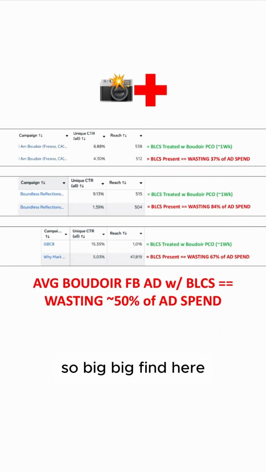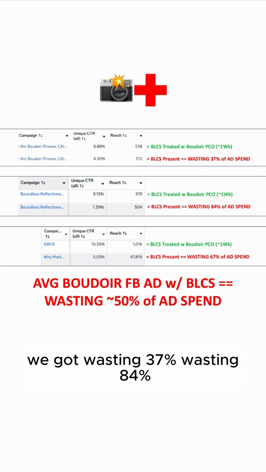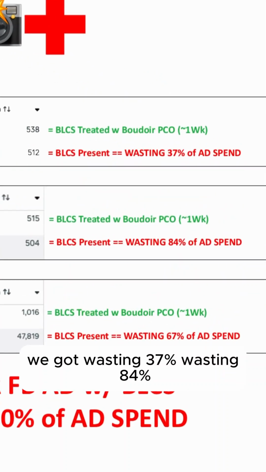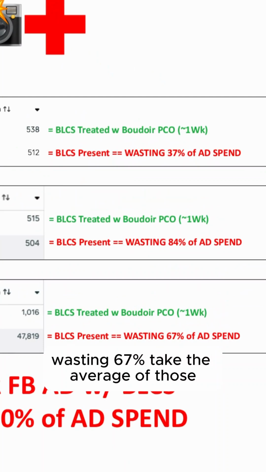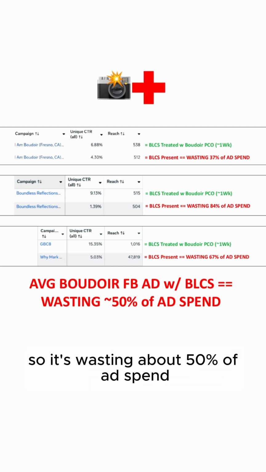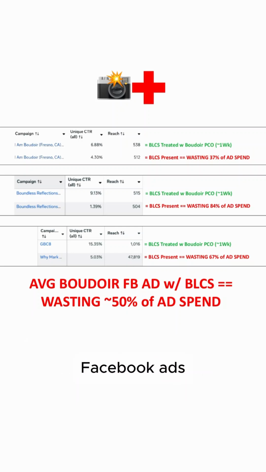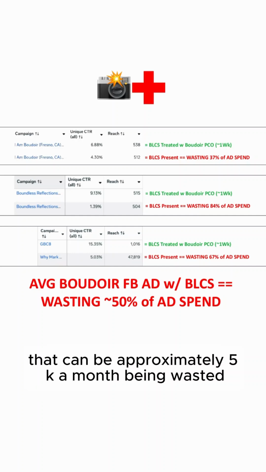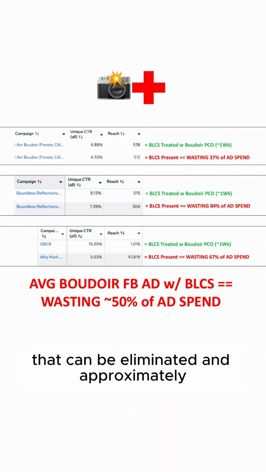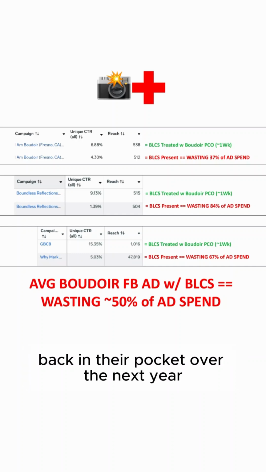So big find here. The average Boudoir Facebook ad with BLCS is wasting about 50% of its ad spend. So, I mean, look at the numbers here. We got wasting 37%, wasting 84%, wasting 67%. Take the average of those, it's probably somewhere 50 to 60%. So the average Boudoir Facebook ad is wasting about 50% of ad spend. So they're spending more than 10 grand a month on Boudoir Facebook ads. Literally 5K every single month is being wasted. That can be eliminated, and that'd be like 60K back in their pocket over the next year.